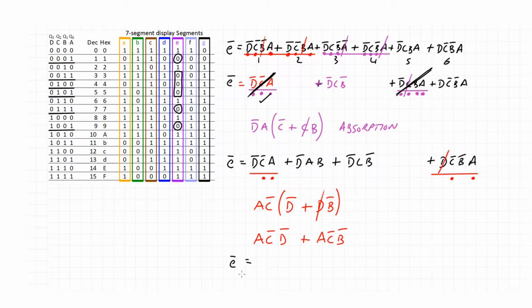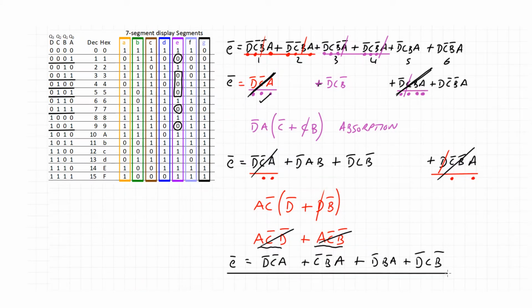So not E is equal to, just got rid of those two from the absorption law and replaced them. Not C, not B, A. Cross them off when you've accounted for them. Not D, B, A, or not D, C, not B. And that is not E. So the segment E, when we put it through a NOR gate, that's the expression that we'll use.